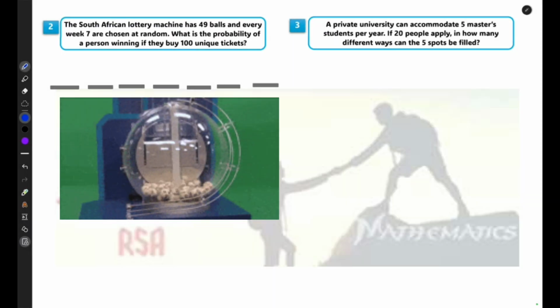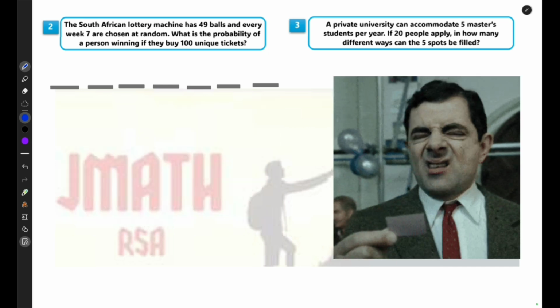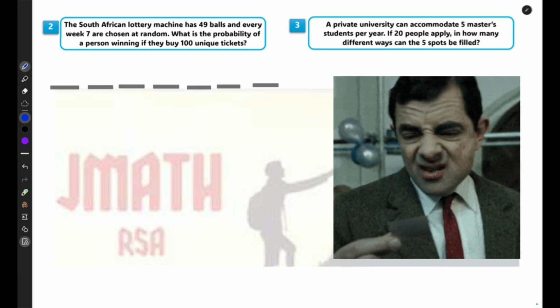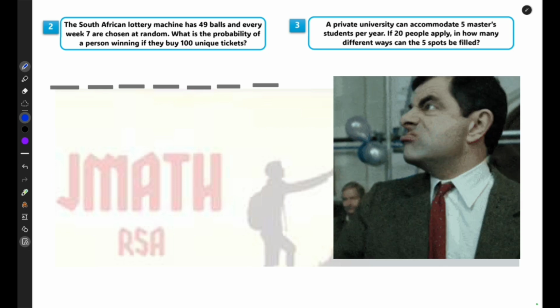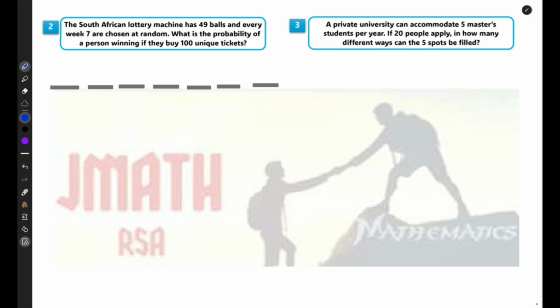Question 2, the South African lottery machine has 49 balls, and every week 6 plus 1 because of Powerball, so 7 are chosen at random. What is the probability of a person winning if they buy 100 unique tickets? Okay, so sounds complicated, but remember, I have all the options for the first space. Then it just goes down by 1 each time.